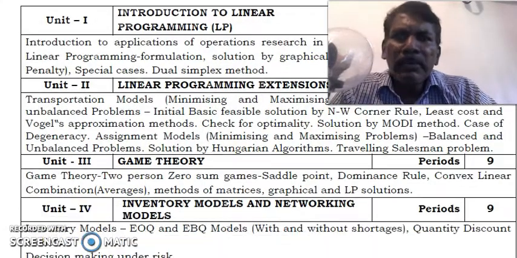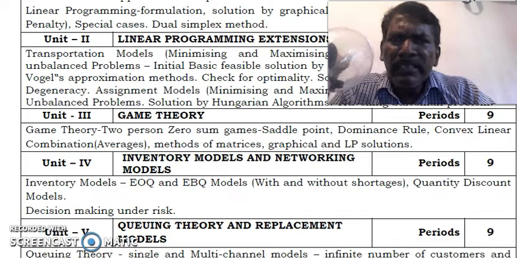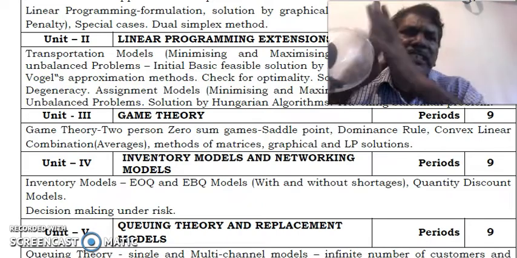In unit number 4, we talked about inventory models and also networking models. Inventory model means what? The EOQ, economic order quantity: how much we have to order so that the total cost is not too much loss or not too little profit. Finding out that quantity and the corresponding terms, when to order, what to order, how much to order, is what we are dealing with there.